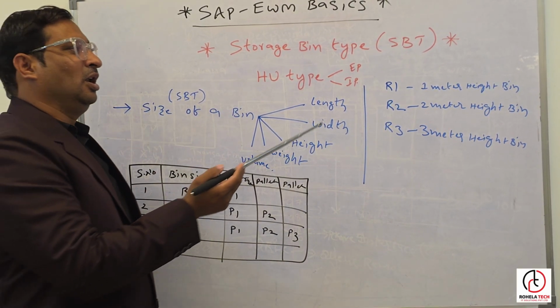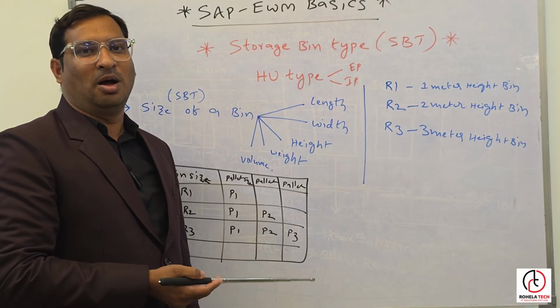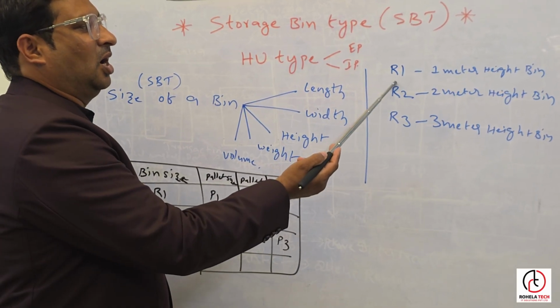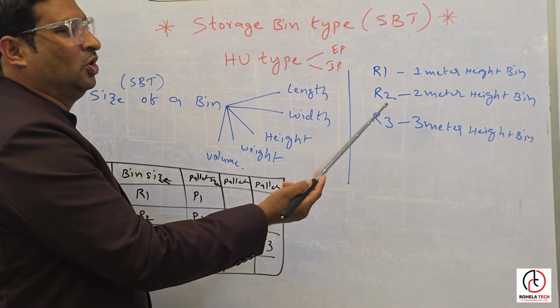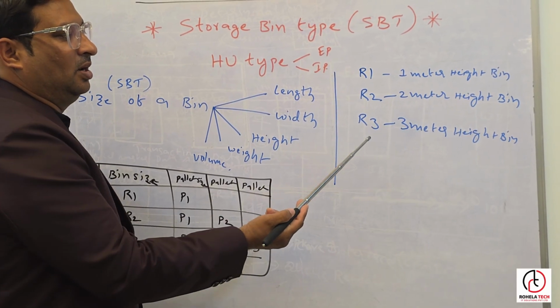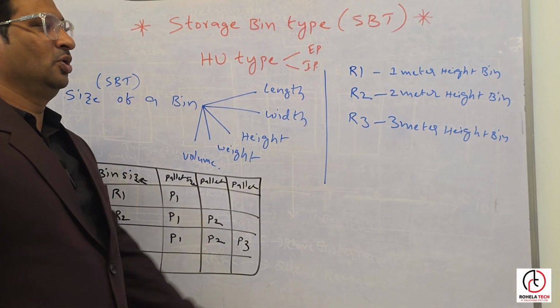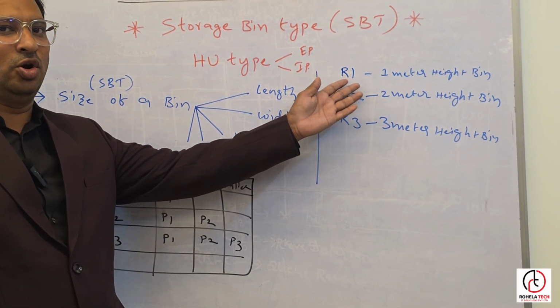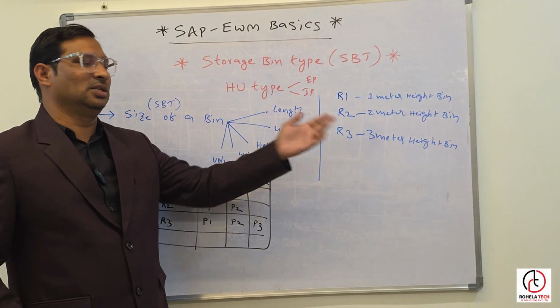Let's say in a typical complex warehouse, we have three types of SBTs, storage bin types. R1 is a 1 meter height bin, R2 is a 2 meter height bin, R3 is a 3 meter height bin. Length and width are the same, but height is changing, and they can bear 1000, 2000, 3000 kgs.